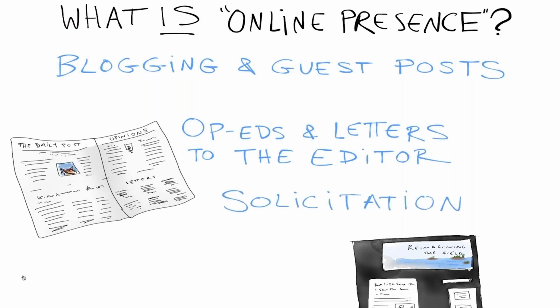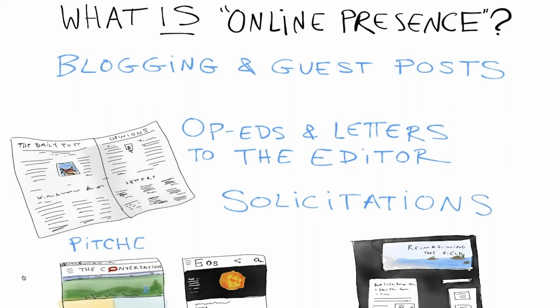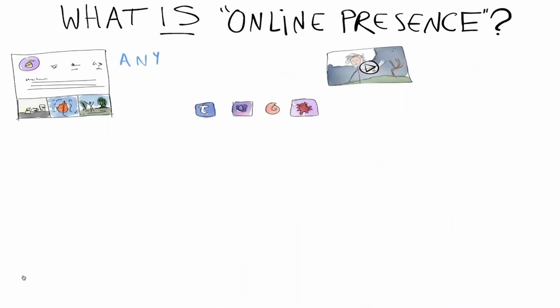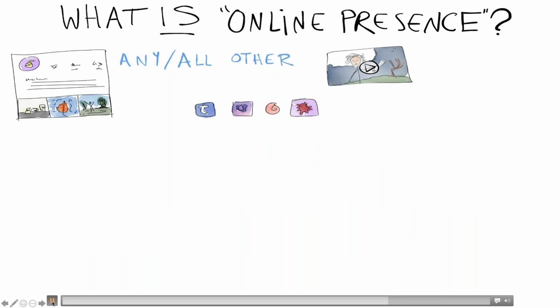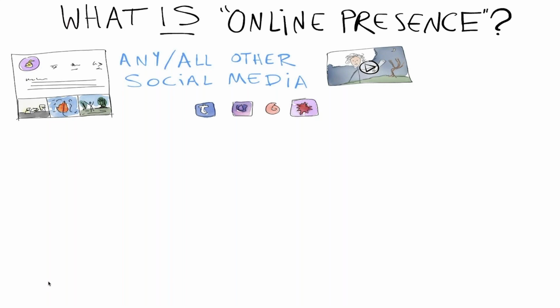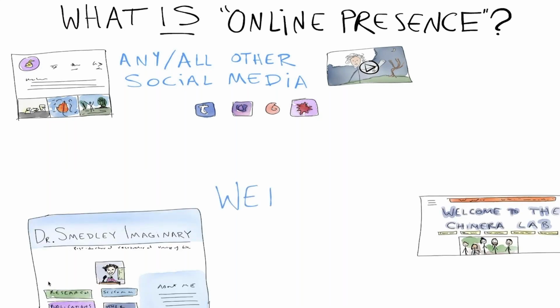Maybe you'll have a solicitation. Maybe someone will ask you to write something as well. Or even there's places you can do pitches like The Conversation or our news magazine, EOS. So again, not a comprehensive list, but so many different options out there. There's also things like social media, so what we consider kind of everything else in the world, which we have a webinar we just did on. And finally, to Tracy's point, websites.